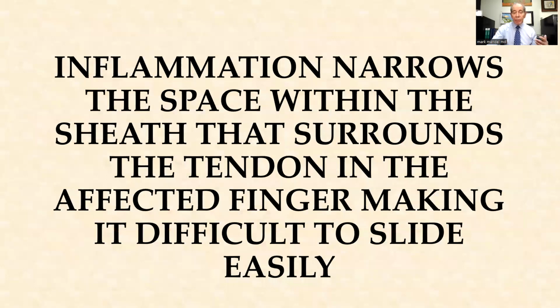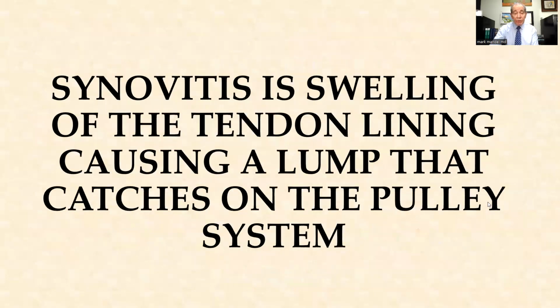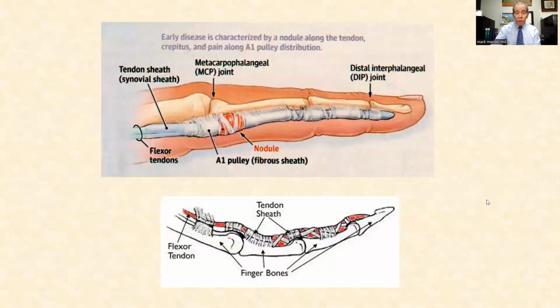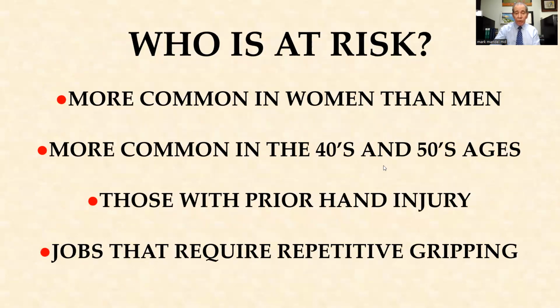So what happens is inflammation narrows the space within the sheath that surrounds the tendon, and the tendon has difficulty sliding. And like all conditions, they come in various degrees of severity. From repetitive use, there's actually a swelling and a lump that catches on the pulley system. And if it's severe, the fingers end up in a flexed position and they're very difficult to open. So here again, the problem is usually inflammation at the A1 pulley. This is where they tend to stick, although rarely they can occur at other levels as well.